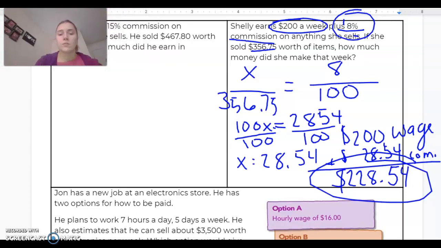Okay? So if you look back, so this 356.75 was the amount of money she made in the items that she sold. She makes 8% based on that amount total that is sold, okay? So that's how we got this and ended up with our $28.54. That's how much commission she made based on that. All right, and when we add that to our wage, we have $228.54.